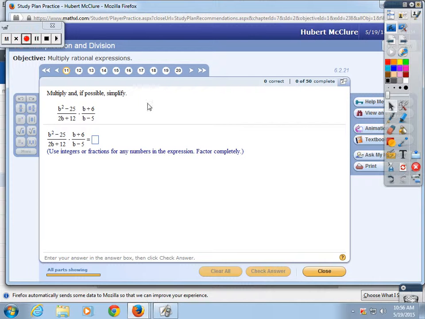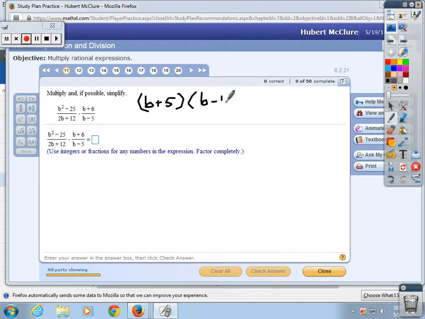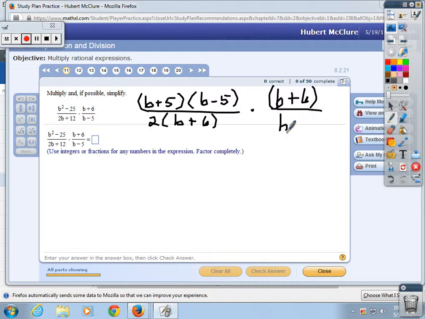So b plus 5 times b minus 5, shortcut number 3, over 2 times b plus 6, times b plus 6 over b minus 5. Now what? Start canceling. We're left with b plus 5 over 2.